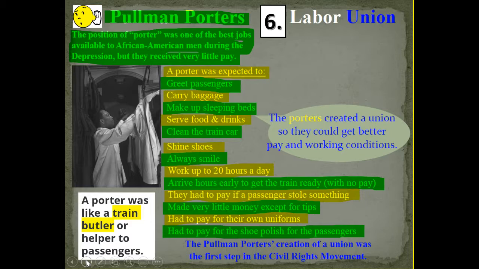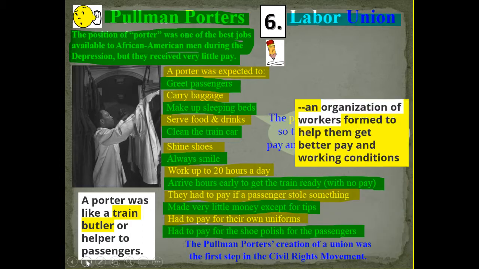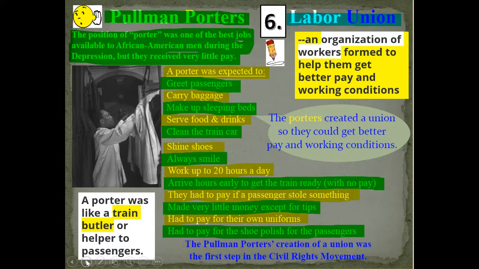So, number 6, labor union. A labor union is an organization of workers formed to help them get better pay and working conditions. So a labor union is an organization of workers. They are united. That's what the word union comes from. They form a union because they are together. They're an organization of workers formed to help them get better pay and working conditions.